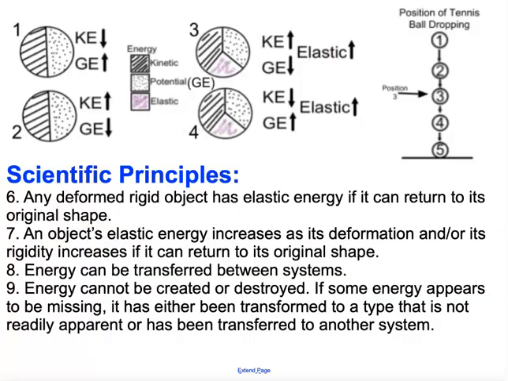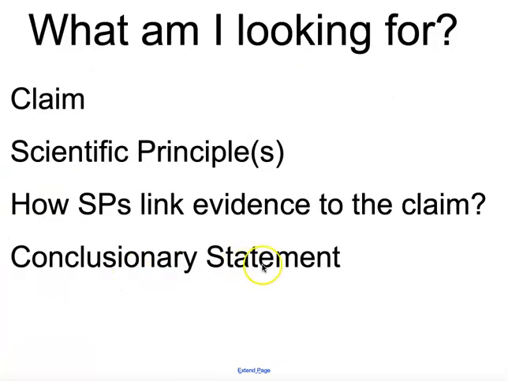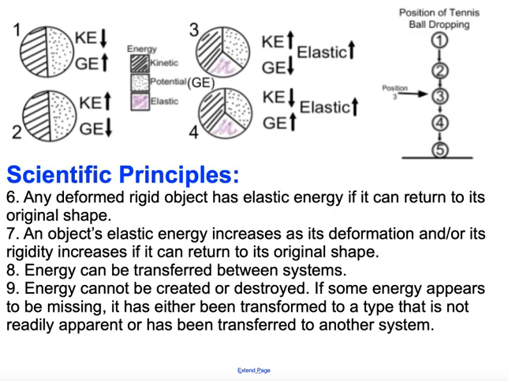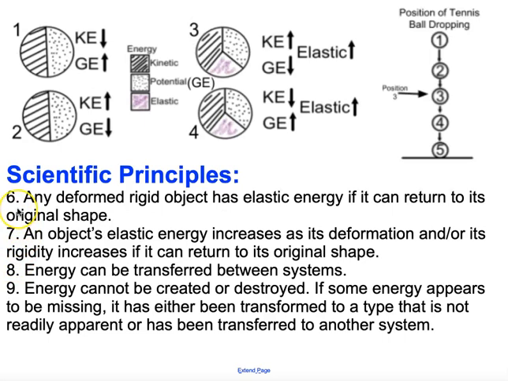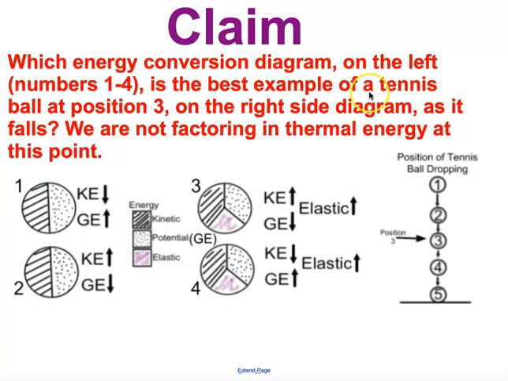And then the last thing you need to have is your conclusionary statement. So once we got done talking about how 2, 4, and 6 are relevant, one sentence is all you need. Therefore, all this evidence proves that energy conversion diagram number 2 is the best example of a tennis ball at position 3. You're done. So it does take a lot of thinking.